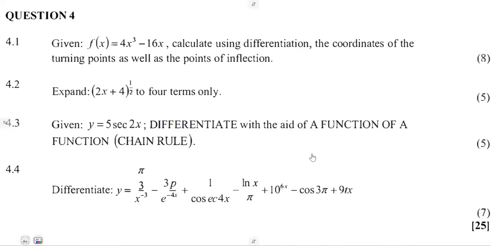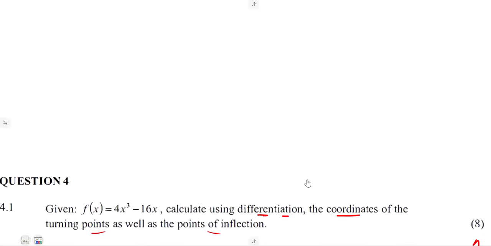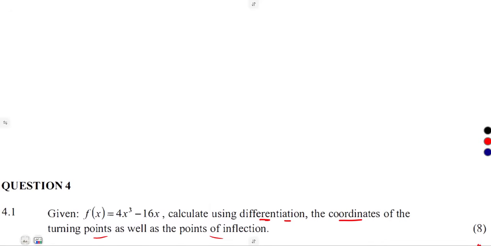Then question number 4, part of our derivatives. Given this for 8 marks, they wanted us to calculate using differentiation the coordinates of the turning points as well as the points of inflection. So here, it is just turning points. There is no need for us to distinguish anything. Answer the question. All right, you are not to distinguish anything, guys. So that is it for 8 marks. This one was going to be easier. We're not going to distinguish anything.